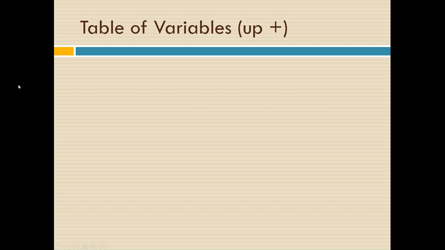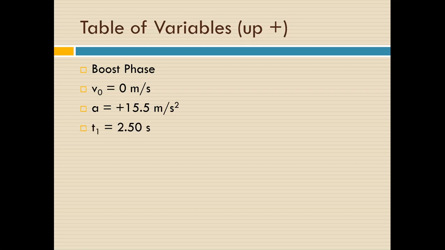So the table of variables, if we let up be positive, under the boost phase, we're going to have an initial velocity of 0. We're going to have an acceleration of 15.5 meters per second squared, and we're going to do this over a time of 2.5 seconds. We have two variables we do not know. We do not know the final velocity, which we're going to call v1, and we do not know the height, delta y, which we're going to call delta y1.